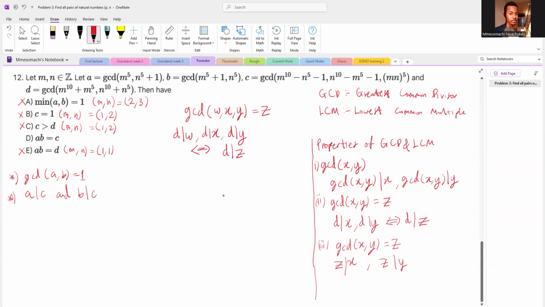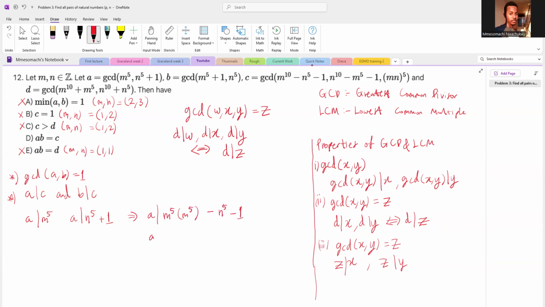So let's look at this. We have A divides M to the power of 5, and A divides N to the power of 5 plus 1. We can combine these two. Basically, this implies A will divide M to the power of 5 times N to the power of 5, and then minus N to the power of 5 minus 1.